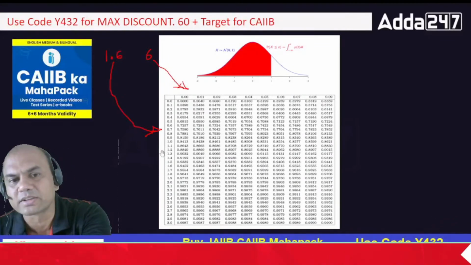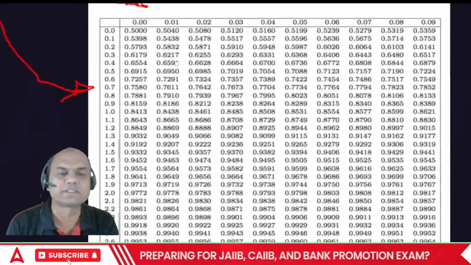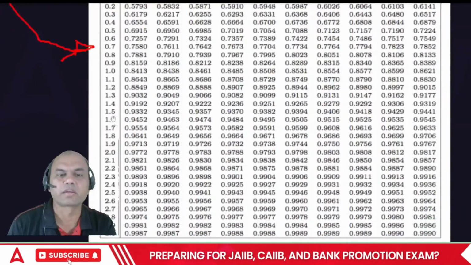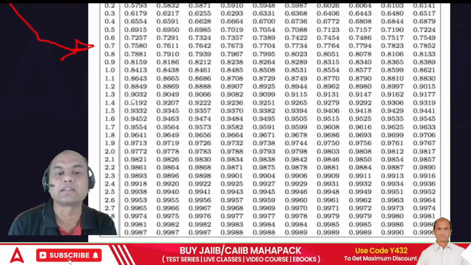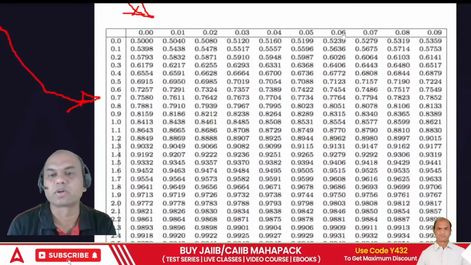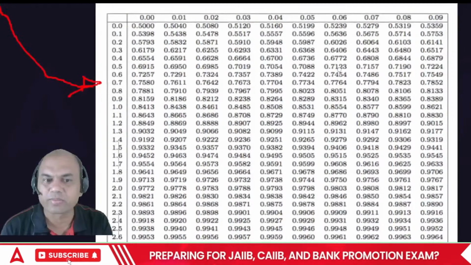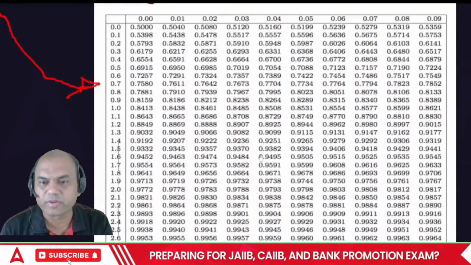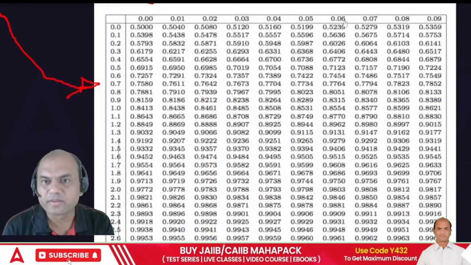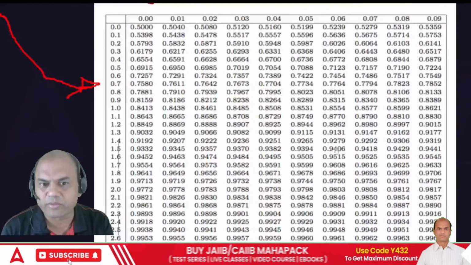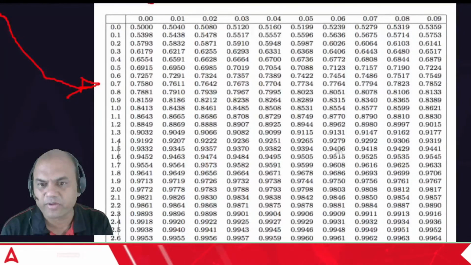Now let's find this out. See this 1.6. Where is 1.6? Over here, right? And then we want this other 6 also. Let's check this 6 over here. See this. Now match this 0.06 over here and 1.6 over here. Go on matching. Where are you getting this answer? See this 0.06 and 1.6. You are getting it 0.9515.